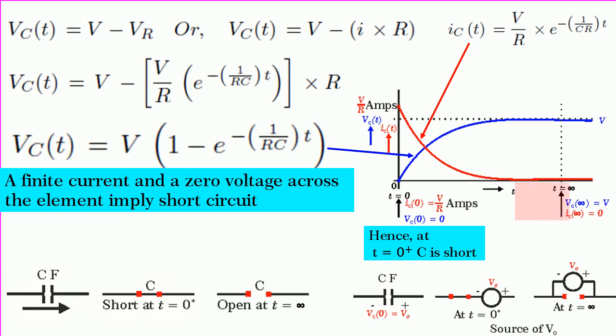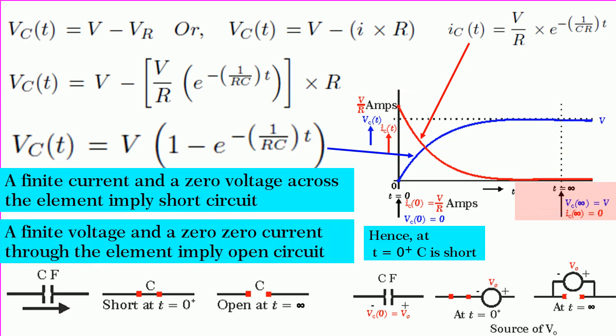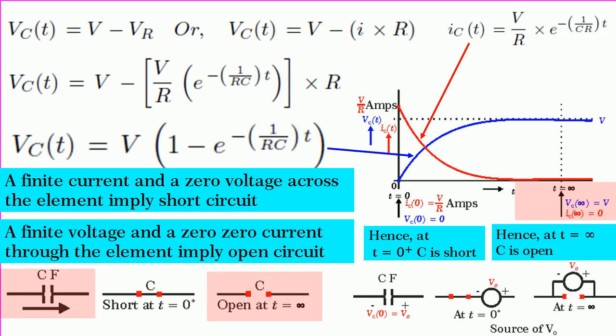Similarly, at t equal to infinity, IC is equal to 0 and Vc is equal to V. So, a finite voltage and a zero current imply open circuit, and hence at t equal to infinity, C behaves as open circuit.